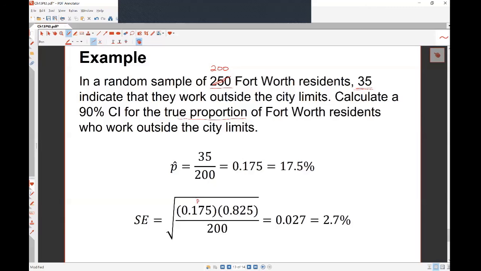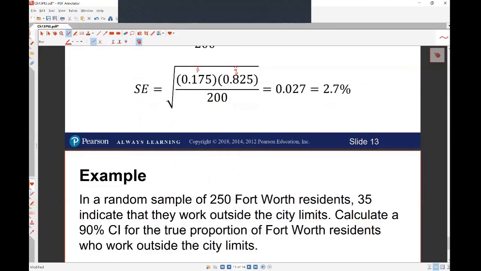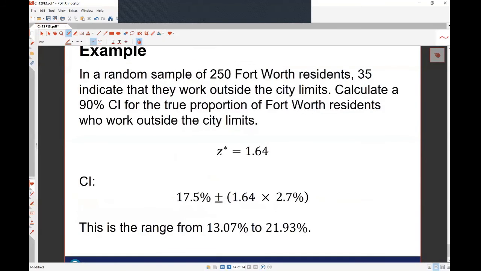We calculate our standard error. That's the p hat value times the q hat value divided by sample size, and take the square root of that entire quantity. This gives us 2.7%. So we have p hat, we have our standard error. We want 90% confidence, and remember the corresponding z star value for that is 1.64. So if I plug all of that into my confidence interval formula, I get an interval that ranges from roughly 13% to roughly 22%.